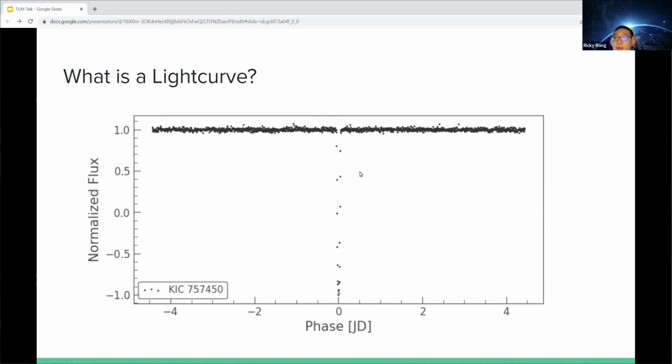So the key problem here is that exoplanets are not the only thing that cause this dip, right? Things like binary star systems, when they eclipse each other, will also cause a similar dip. Things like equipment error can also cause this dip. And so the main goal of these inference networks is to detect which of these dips are actually exoplanets and which of these dips are instrument error or something else.